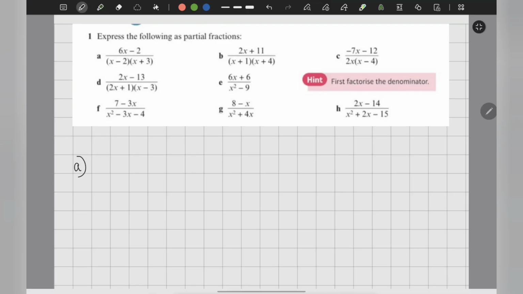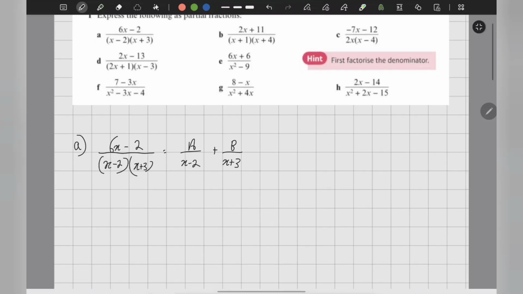So first one, what you want to do is make sure that the denominator is always in the form of brackets. So in this case it already is. So we can just write this as a single fraction. We can say that this can be represented as a over one of the factors plus b over the other factor, and then we want to find what a and b are, so we can represent it as two separate factors. So what we can do is compare coefficients.